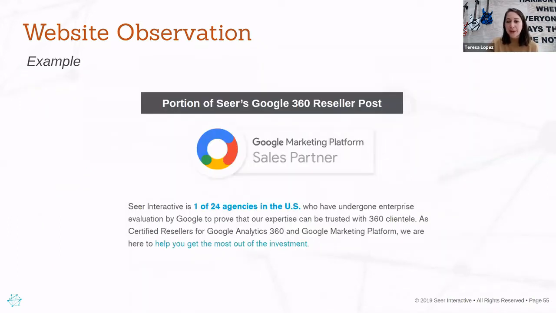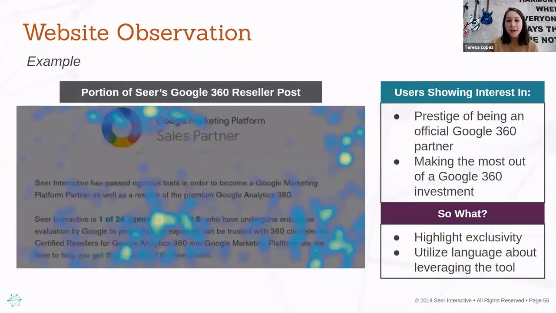So going back to the example that Dan had before about Seer's Google 360 reseller program, we had a blog post that's very detailed and goes through a lot of different factors of what being a reseller means. It talks about Google 360, and there's a lot of information. So we decided to use a heat map from Hotjar on this page to see what people cared about. This is just a portion of that page. And then this next slide takes a look at an overlay of a mouse map.